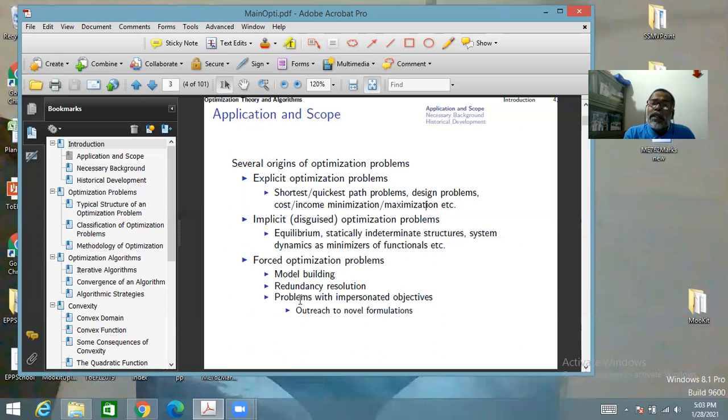Then there are problems with impersonated objectives, in which to begin with there was no objective. You just wanted to satisfy certain requirements. Now those requirements perhaps you have written in terms of equations and inequalities. So for example, in the plane there is a region and you want some point in that region, any point would do. So the region is described by certain constraints which you have to satisfy, that's all.